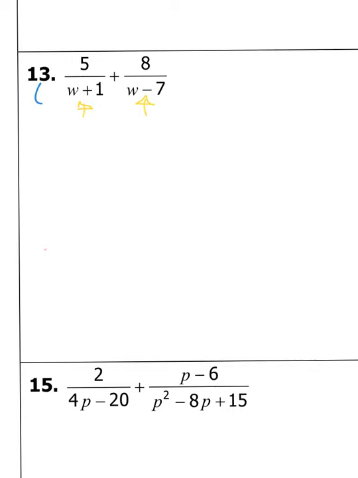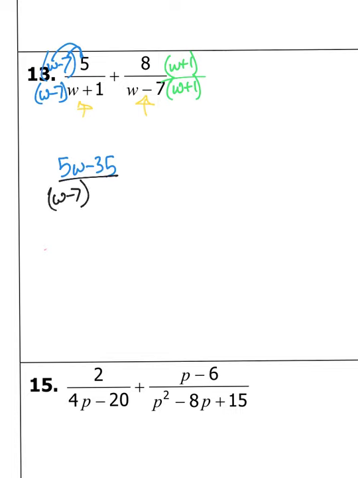So I'm going to multiply this one by w minus 7 over w minus 7, because what's in blue is equal to 1, so we're allowed to do that. And then this one by w plus 1 over w plus 1, because what's in green is also 1. So for the first one, if I multiply, I get 5w minus 35. And on the bottom, I get w minus 7, w plus 1. And again, I wouldn't FOIL this out just yet. Just wait for a second, because sometimes stuff cancels out up top, which is nice.